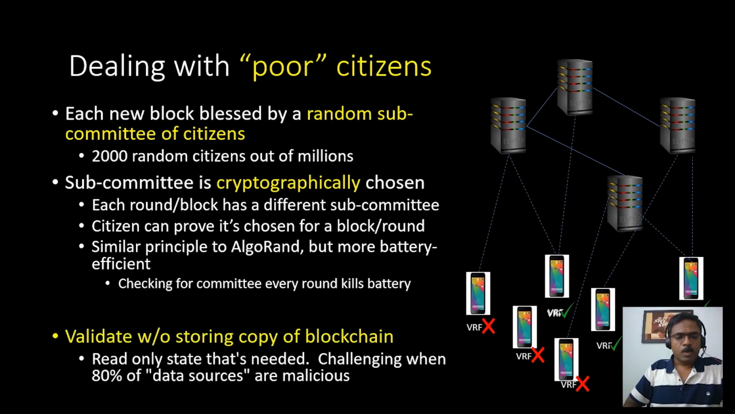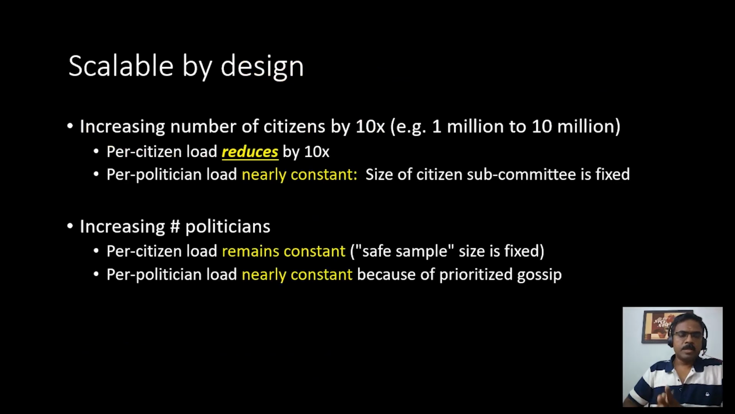One challenge that citizens have to encounter is that to validate transactions, they need to verify the current value from global state. For example, to prevent overspending, you need to know the current balance in the account. Now, how do you get this state reliably from politicians when 80% of them are corrupt is a challenge that Blockene deals with. Interestingly, because of this fixed subcommittee for each block, this design is inherently scalable.